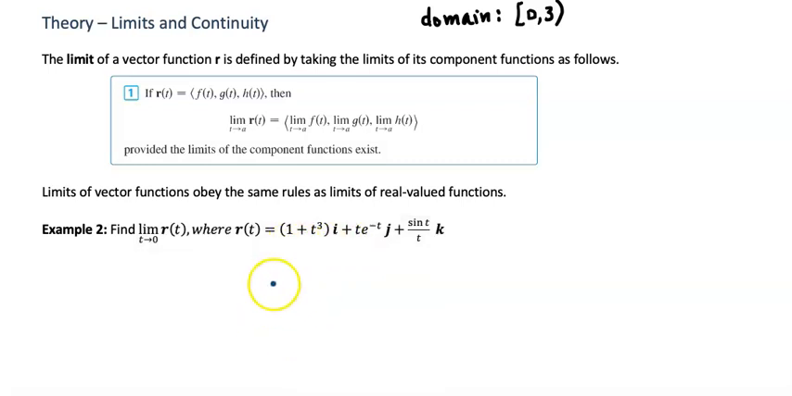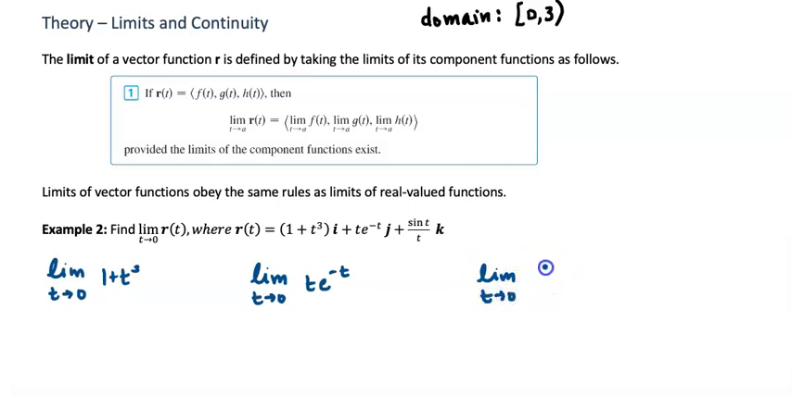So we're finding the limit of the x component. So we are taking the limit as t approaches 0 of 1 plus t cubed. We are taking the limit as t approaches 0 of t e to the power of negative t. And finally, we are taking the limit as t approaches 0 of the sine of t over t.